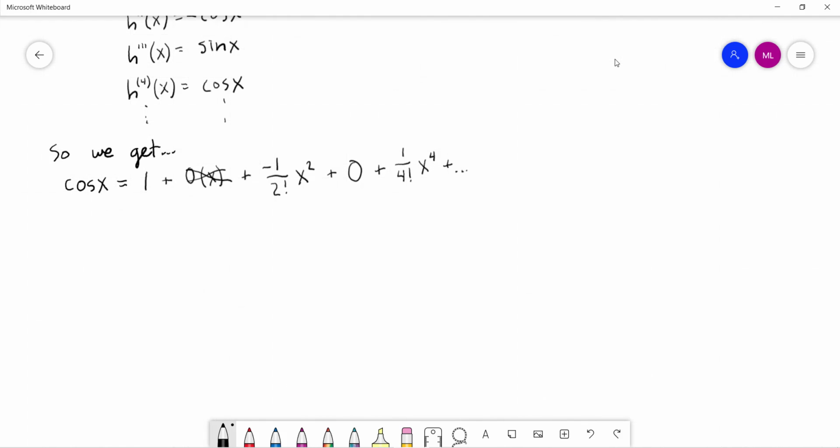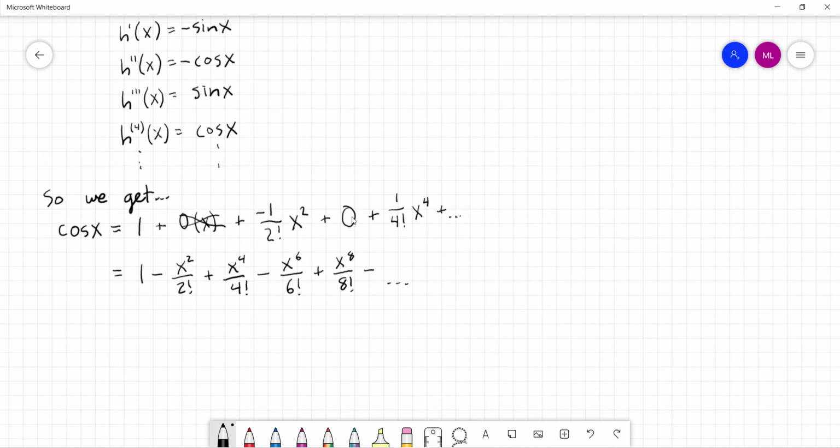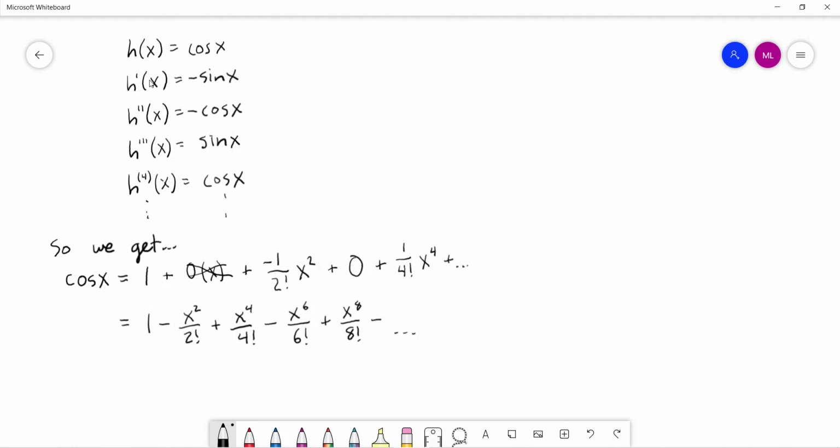And if we clean this up, we get something that hopefully looks familiar because we've done this a couple of times now. It's going to be 1 minus x squared over 2 factorial plus x to the fourth over 4 factorial. And hopefully you sense the pattern. The next term would be minus x to the sixth over 6 factorial plus x to the 8th over 8 factorial minus dot dot dot. So the sign alternates back and forth, plus or minus, plus or minus. And we only wind up with the even terms because all of the odd derivatives wind up giving us sine functions.